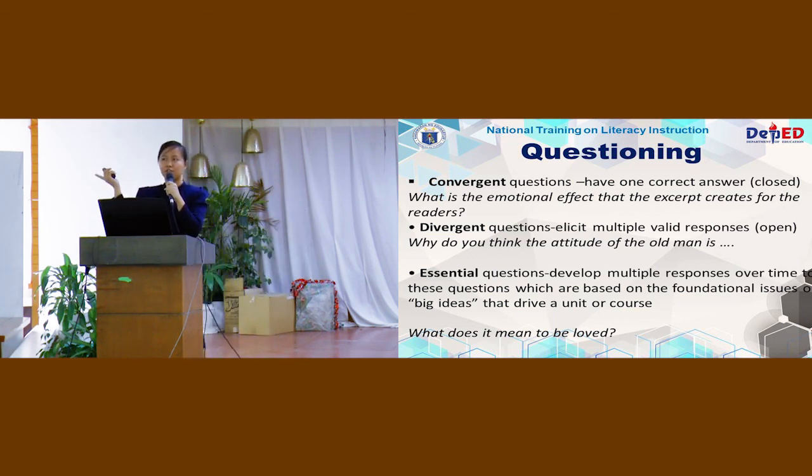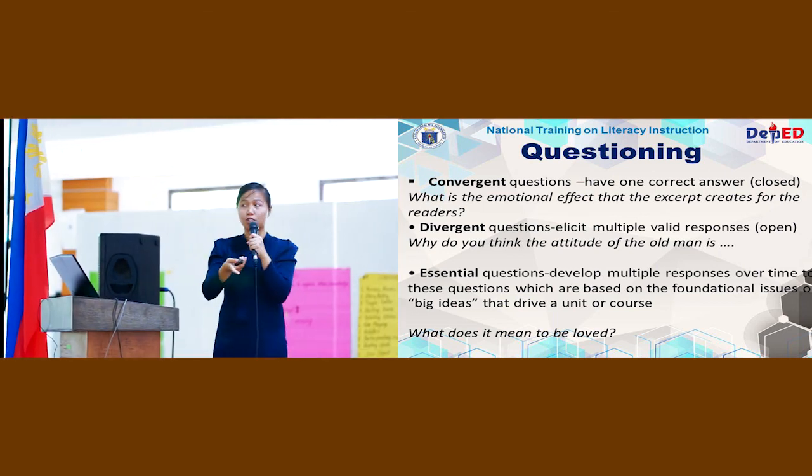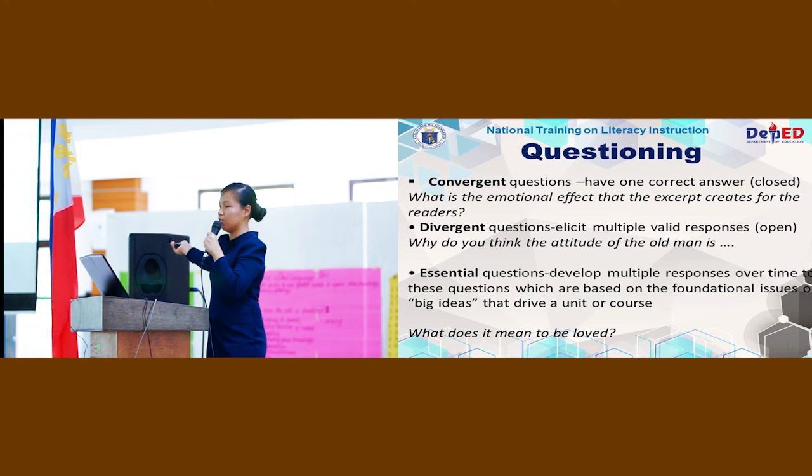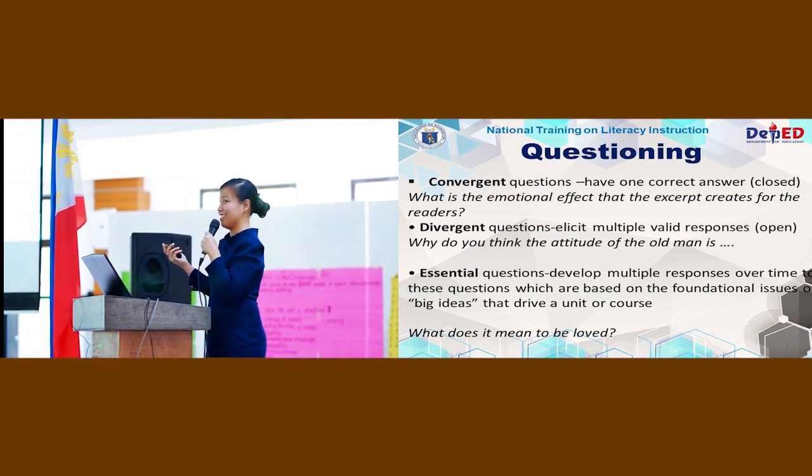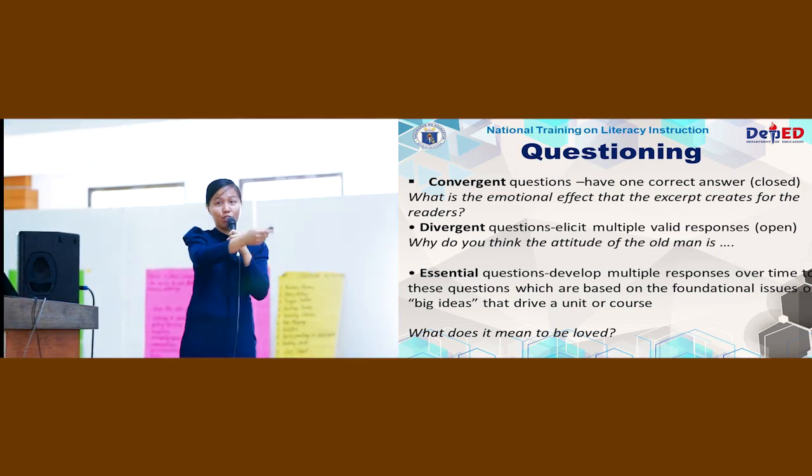So we have the convergent question, which is a closed question. For example, if I'm asking about the mood, what is the emotional effect that the excerpt creates for the readers? Or you have the divergent question, which is an open-ended question. Why do you think the attitude of the old man is like this? Do you remember these two questions? These were part of the pre-test.